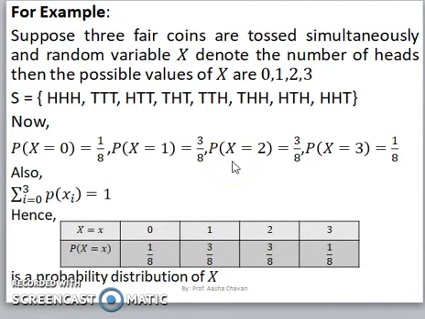Then what is the probability for x equal to 2? It is the same: again you have to count the number of heads in these samples. Here you can see that we have THH, HTH, HHT, which contain 2 heads. So again there are a total of 3 samples. So the probability for x equal to 2 will be 3 upon 8.